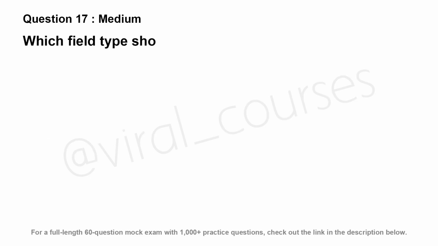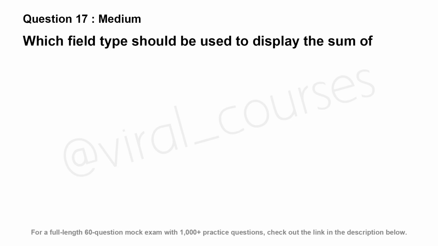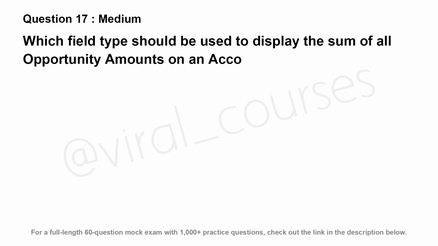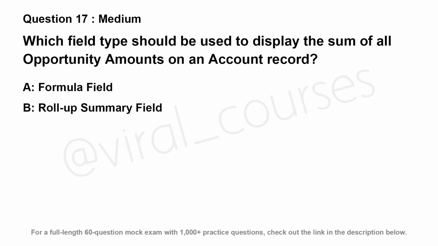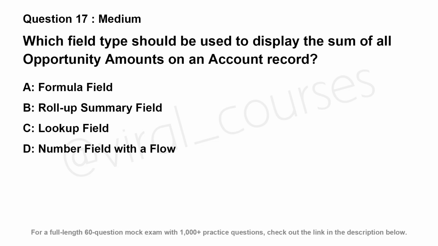Which field type should be used to display the sum of all opportunity amounts on an account record? Option A. Formula field. Option B. Roll-up summary field. Option C. Lookup field. Option D. Number field with a flow.